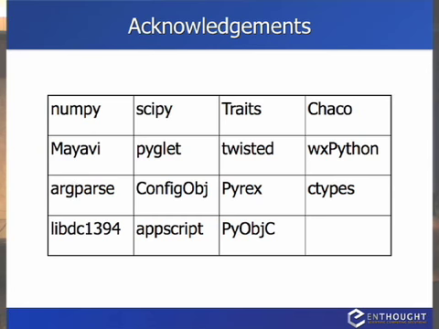We use Traits all over the place. It's a type and event system for Python that is also an Enthought project. Chaco, which we've shown here. We use Pyglet for a lot of the GL drawing and getting access to the full screen and things like that. We use Twisted to implement our network protocol that dispatches the multi-touch events. And we use wxPython, Numpy, PyRX, everything.